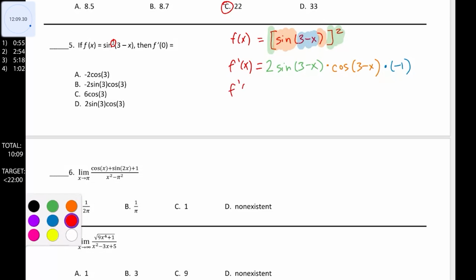The question's asking for f prime at 0. So we're just simply going to plug in 0 everywhere we see x. So we have 2 times sine of 3 minus 0, which is just 3, and then cosine of 3 minus 0, again, is just 3, times negative 1. So I'm going to do that negative 1 times the 2 up at the front, which changes that to a negative 2. And we have our answer. It is B.